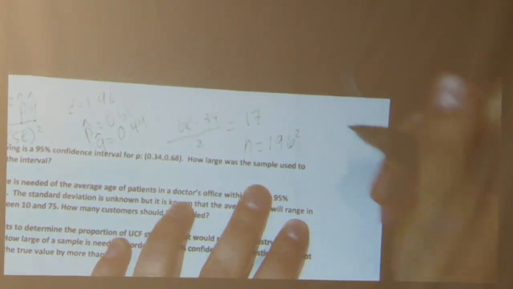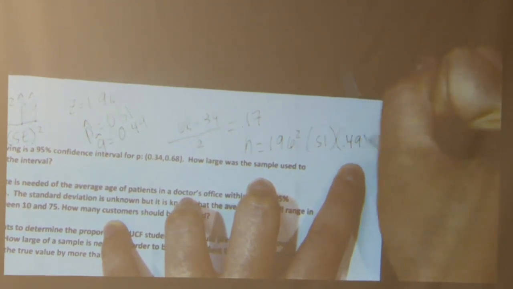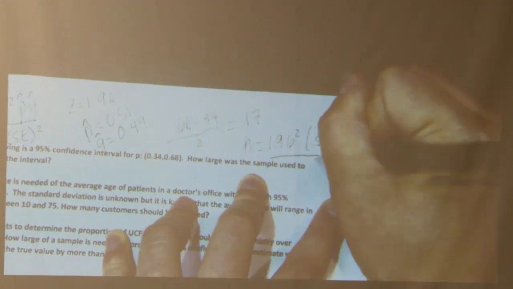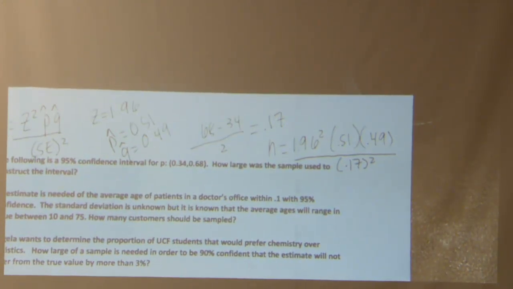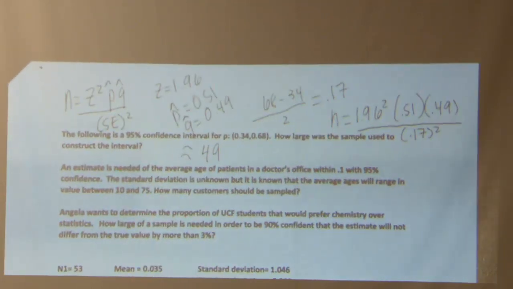So now plugging this all into the formula, we have n equals the 1.96 squared times 0.51 and 0.49, all divided by 0.17 squared. And we should have gotten around 49. And remember, whenever you're solving for your n value, you always have to round up to the next number.